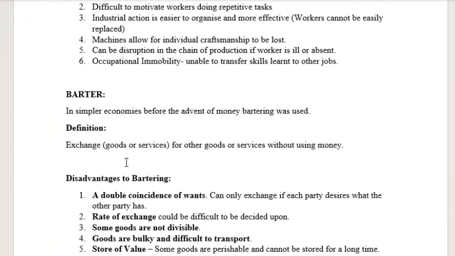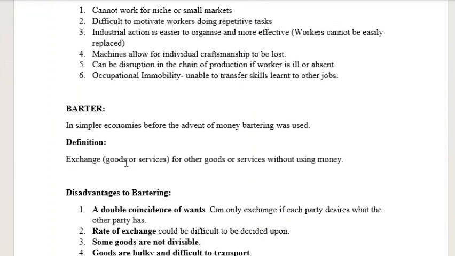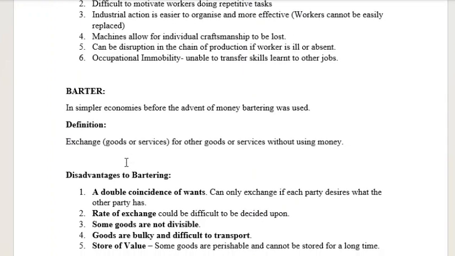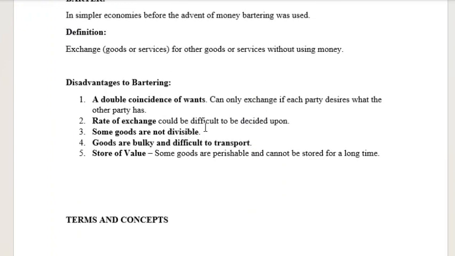So that's what specialization is in its most simplistic of senses. Let's look at the term barter now. In simpler economies before the advent of money, bartering was used. Bartering is a very simple concept. Its definition is the exchange of goods or services for other goods or services without using money. So, I give you a pen and you give me back a book, or I give you a car and you give me a truck. That's the basic gist of it.